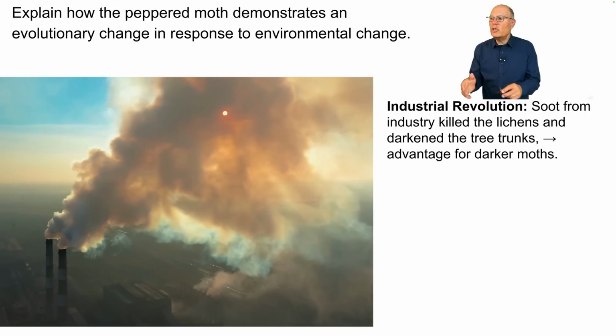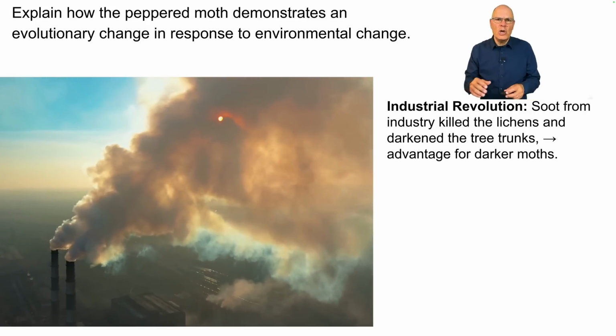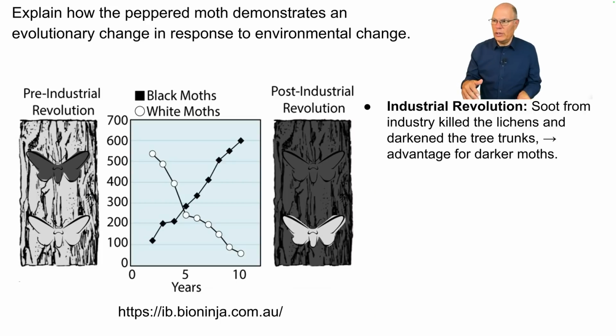With the Industrial Revolution, soot from factories was put into the air, it landed on the trees, it killed the lichens and darkened the tree trunks.